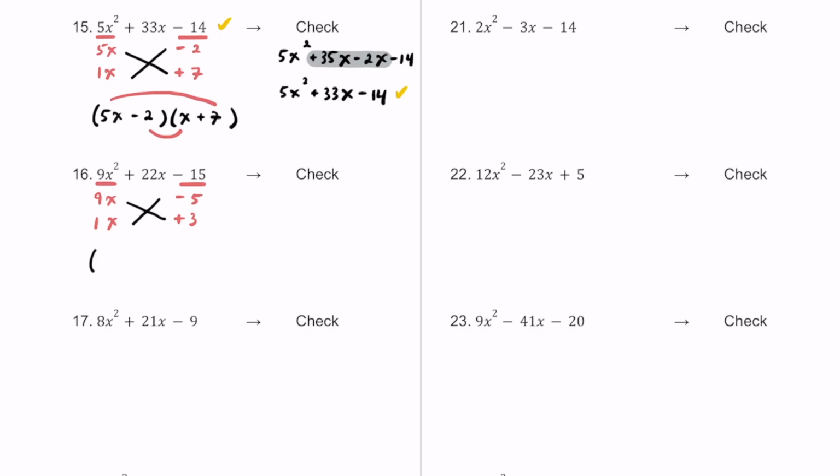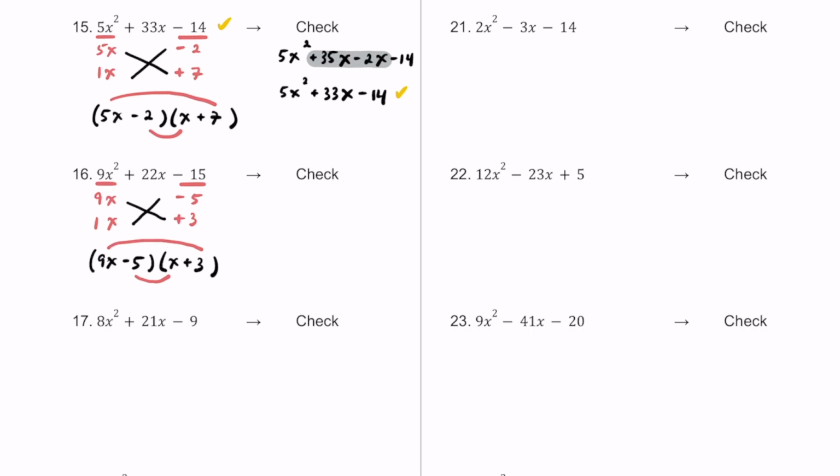Okay, so I think we have what we need. This 9x is going to be the beginning of this binomial, and then 1x is the beginning of the next one. The 9x is pairing with a positive 3, and the 1x is being paired with a minus 5. So here are the outers and the inners. Checking this, let's go ahead and FOIL.